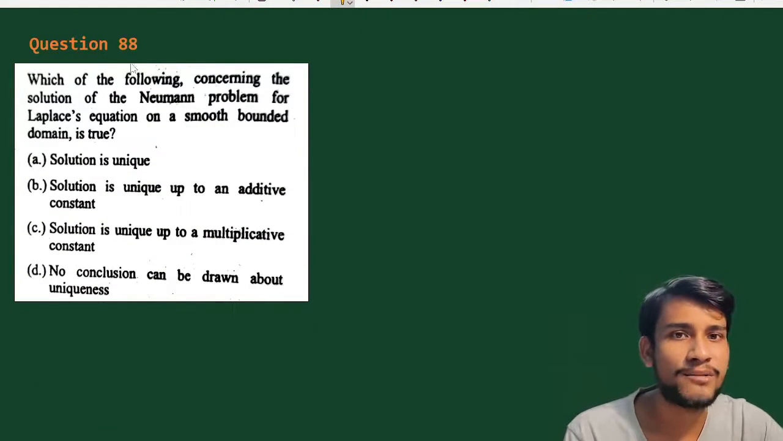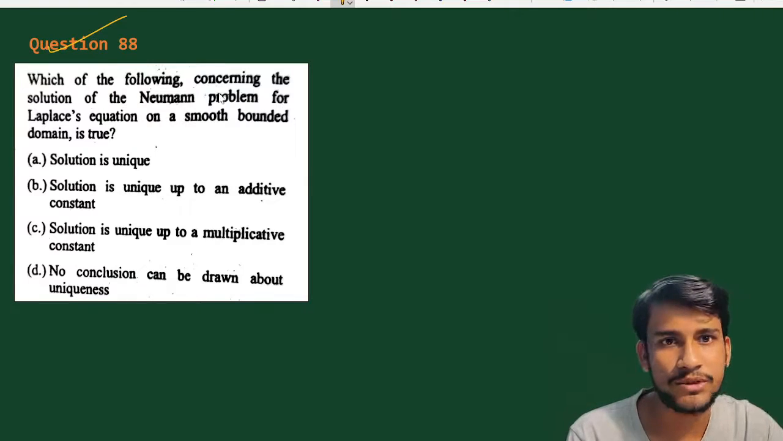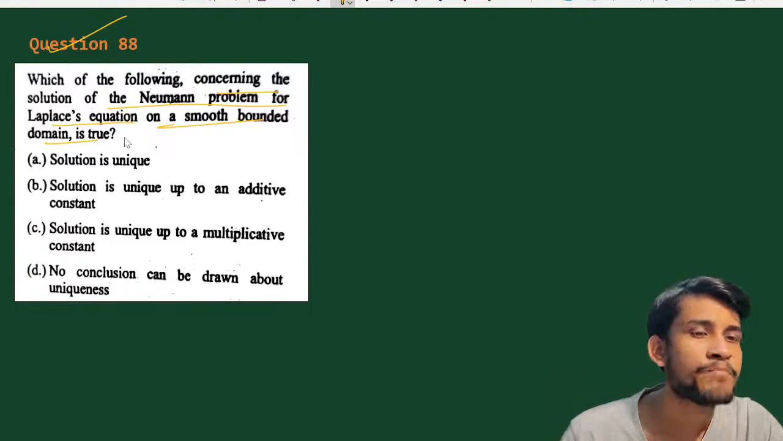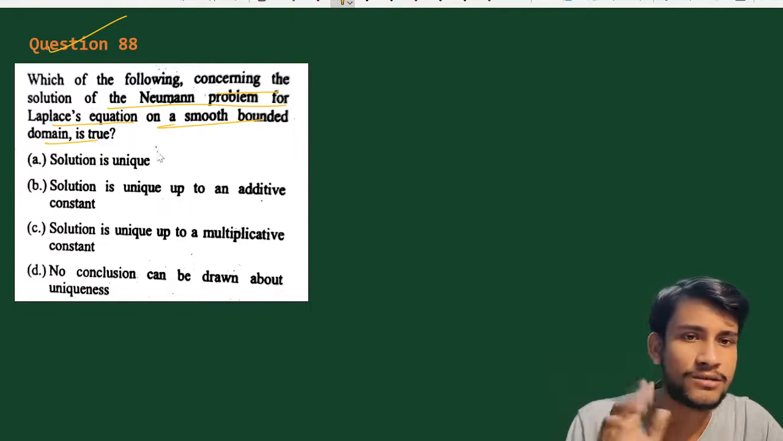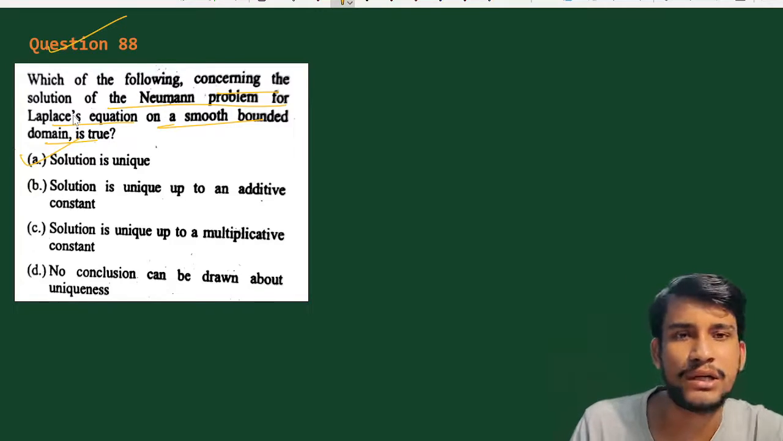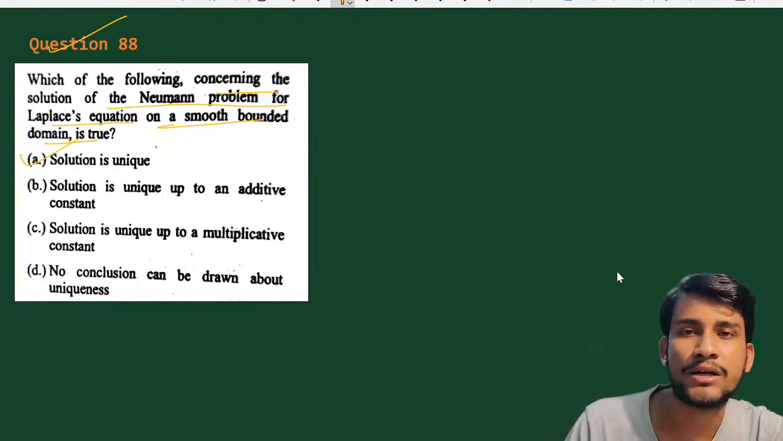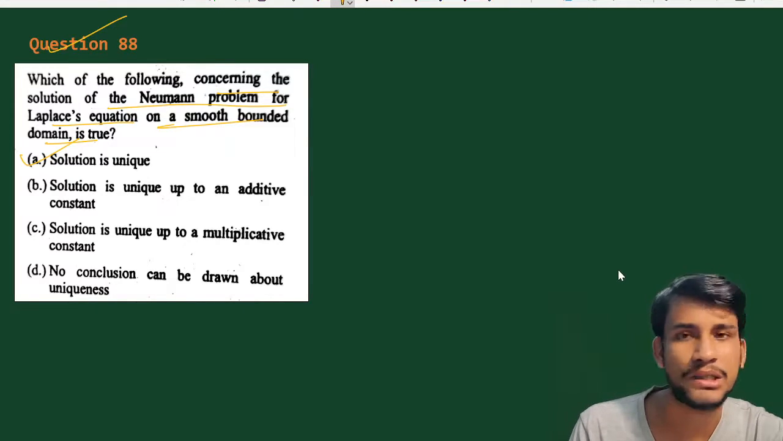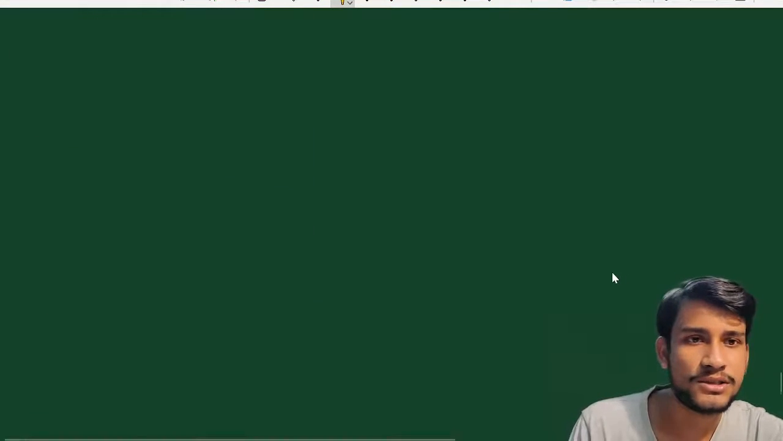And this is question number 80. This is a statement based question. Which of the following is true for the Neumann problem for Laplace equation on a smooth bounded domain? The Neumann problem's solution here will clearly be a unique solution, in Neumann and Dirichlet both, because here all the boundary conditions are given. If all boundary conditions are given, then a unique solution will come. Okay, so this is the answer.